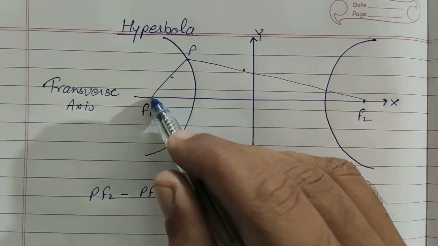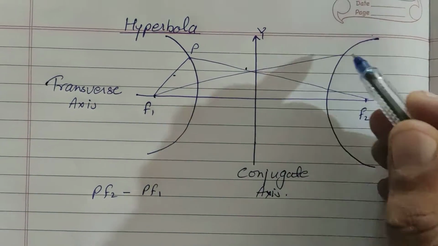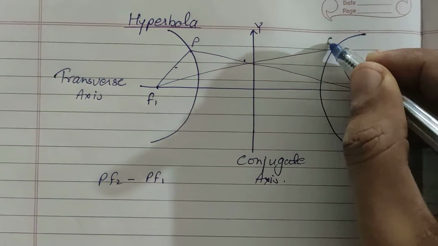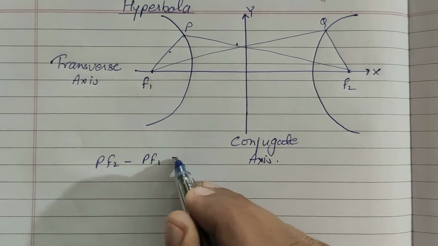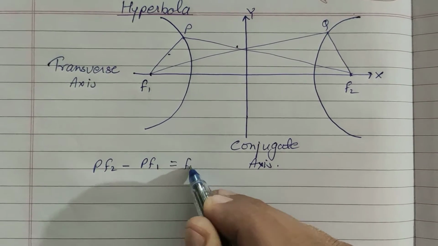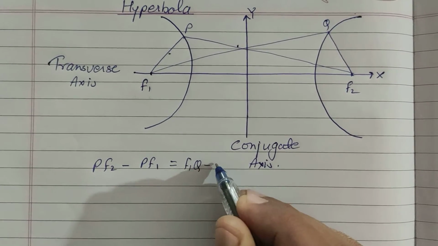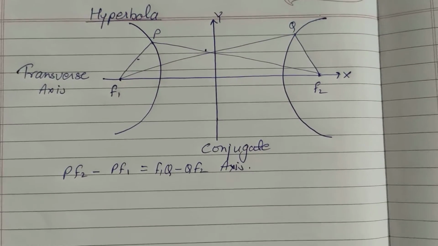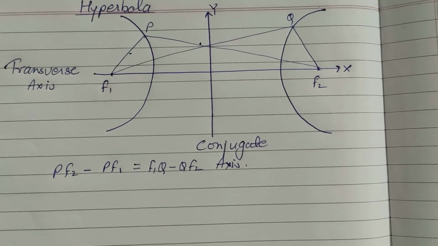Whether you are going this way or that way, you could go. So this will be point Q, and it will be equal to F1Q minus QF2. So the collection of all these points is known as a hyperbola.